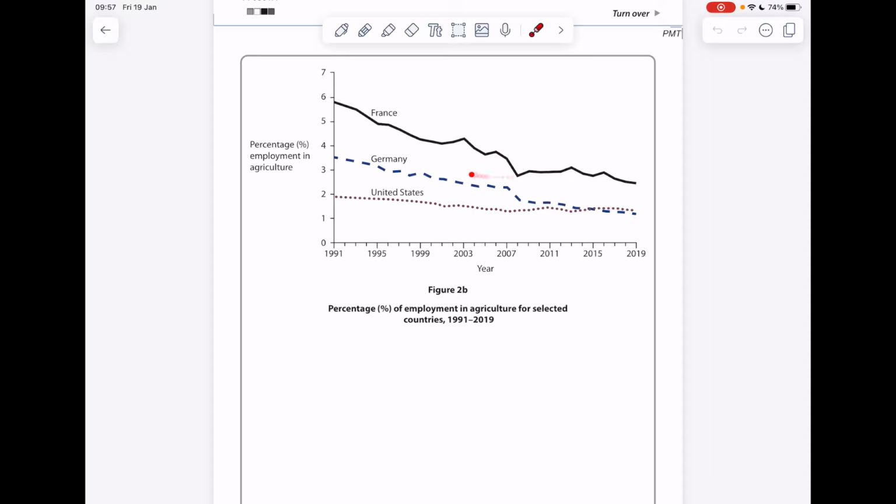Mainly that could just be due to those people no longer willing to do such a difficult job. For the US, they're looking for an answer which describes this smaller decrease as being that people have already, because if you actually look, it already started off as a lower number at 1991, so they may have already shifted to employment in other sectors.